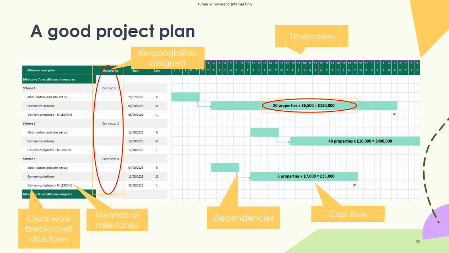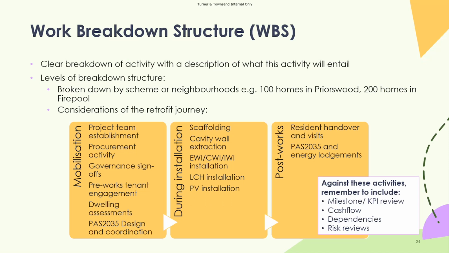So if you're going to expect to spend £35,000 between this month and this month, and then the next month you're looking to spend £500,000, you need to figure out when that cash is happening each month and when the drawdown of payments might be. So the next is, when we're talking about a work breakdown structure, we want a clear breakdown of activity with a description of what this activity will entail.